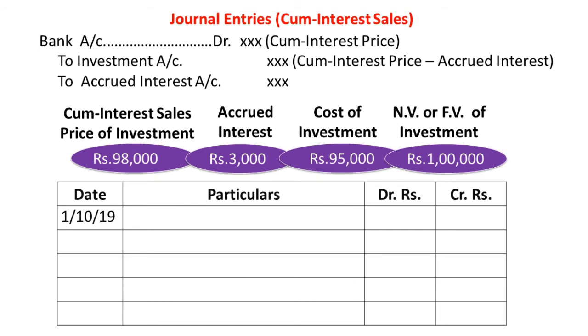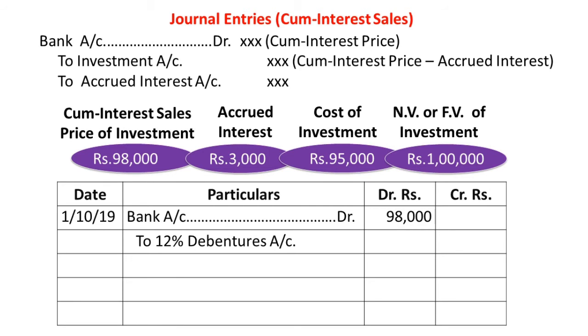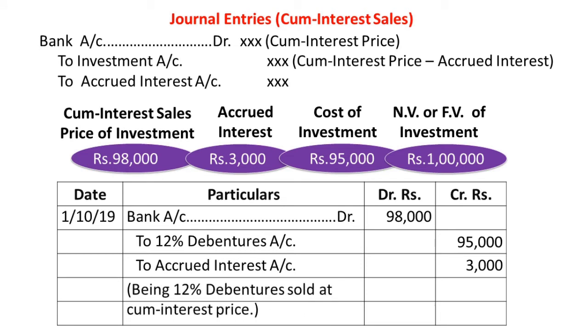So we have written 1st October 2019 in the date column. Since cash bank comes in, cash bank account debit with cum interest price. Here the cum interest price is rupees 98,000. Investment goes out. We have 12% debentures, so 12% debentures with cost price. Cost price is rupees 95,000. To accrued interest, we know the accrued interest amount is rupees 3,000. The narration is being 12% debenture sold at cum interest price.